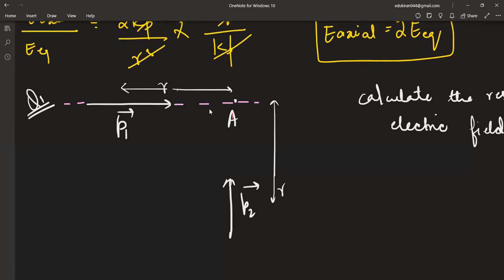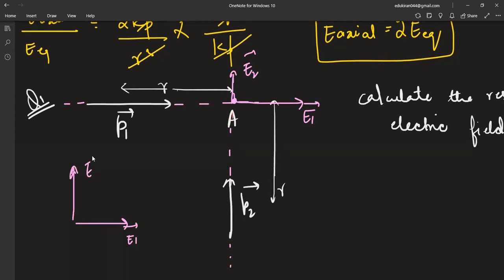So if the dipole is situated towards the right, our electric field will also be situated towards the right for the first one. Now second dipole. This is also lying on the axis. See, this point A, this is still lying on the axis. So what is the direction of dipole? Upwards. So electric field second will also be upwards. So what do we have? We have E1 like this. We have E2 like this.